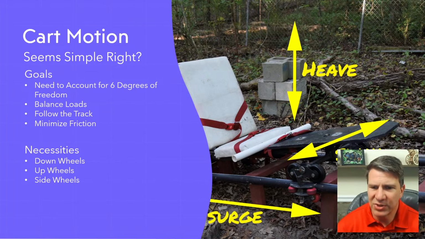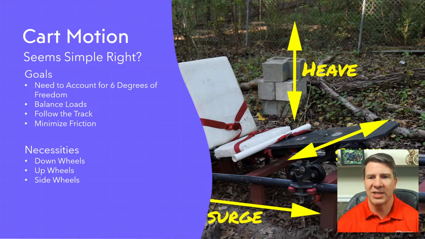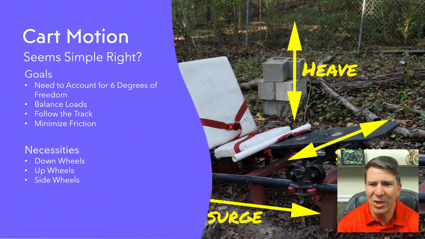But you can see if we zoom in on the front right bogie there, we can see 5 wheels, and there's another hidden 6th wheel underneath. We have 2 down or road wheels, we have 2 up wheels, and we have 2 side wheels or guide wheels. So the side wheels will take care of the sway, the up and down ones will take care of the heave. Now, why do we have 2 wheels in each of those positions?